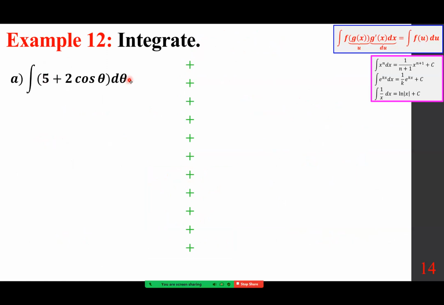Pay attention to the fact theta is the independent variable. Therefore, 5x is not 5t, it's 5 theta. The derivative of cosine is negative sine, but the integral is positive. So positive 2 sine theta and a constant.